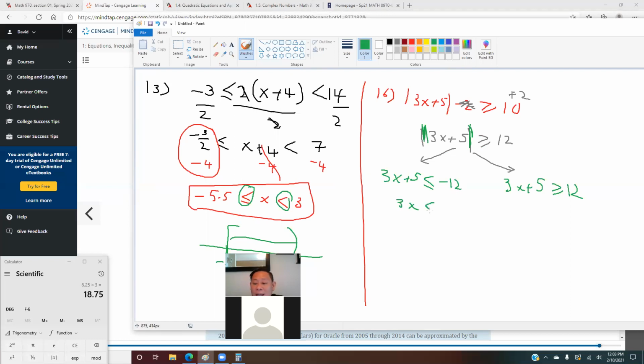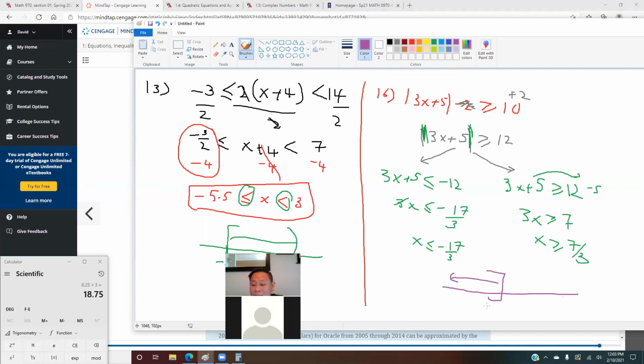So 3x is less than or equal to -17. Then you divide by 3. So x is less than or equal to -17 over 3. This one, you do the same thing. You move this over, it becomes -5. So 3x is greater than or equal to 7. So x is greater than or equal to 7 over 3. Usually when you have a greater sign, your graph will look like this: one goes on the left side, at -17 over 3, and one will go to the right side, at 7 over 3.